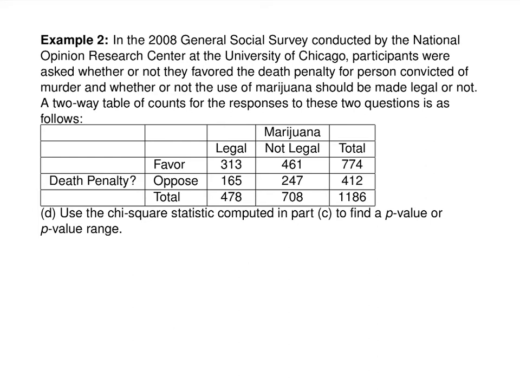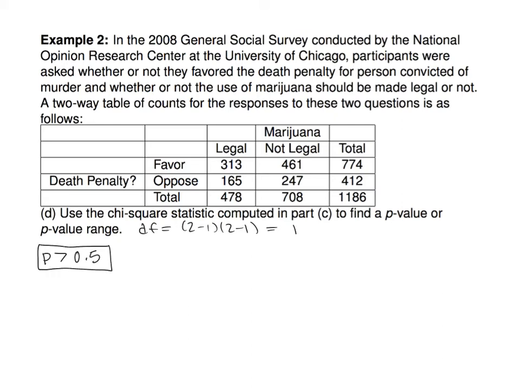Okay, use that chi-square statistic computed in part C to find a p-value or p-value range. First of all, our degrees of freedom is 2 minus 1 times 2 minus 1, which is 1. And this chi-squared isn't in the table. I mean, there's nothing that small there. So our p is going to be bigger than 0.5 based on the table. Using Excel, p is equal to chi-dist, put in your chi-square statistic, 0.017, degrees of freedom 1, and you get 0.896, which is a very unimpressive p-value.